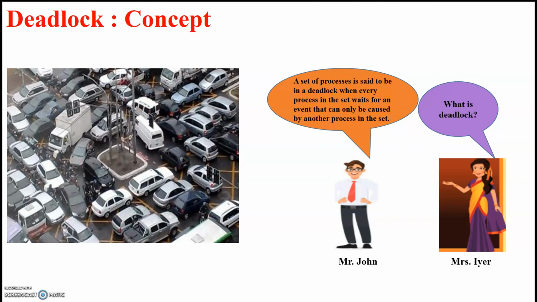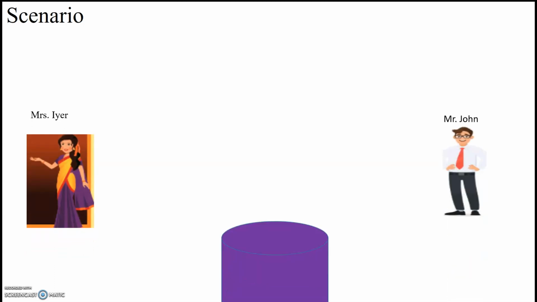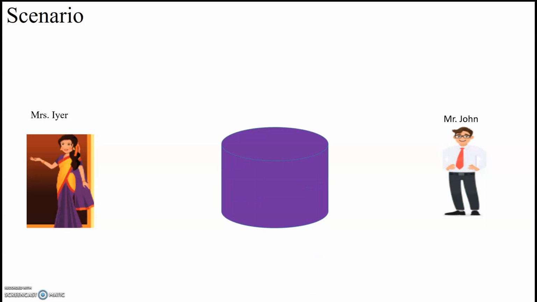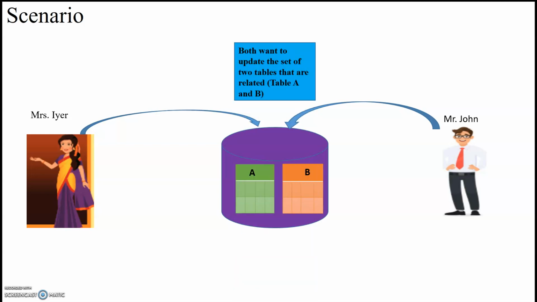Now, how to map this concept with the processes and resources in distributed systems? Let us see that. Before that, Mrs. Iyer and Mr. John are working on, let's say, one database. There are two tables, A and B. Mrs. Iyer is working on table A and Mr. John is working on table B.